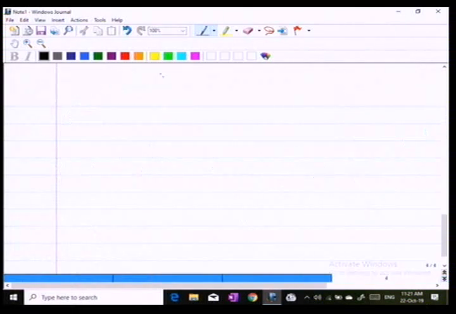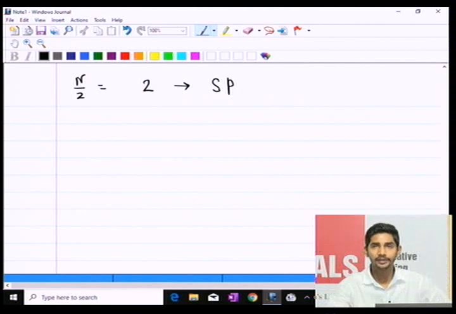Guys, look at this. I'm telling you a trick. See, n by 2: if it is 2, you have to just write sp. You have to remember it, because it can use one orbital of the s and one orbital of the p. That's why it is sp.